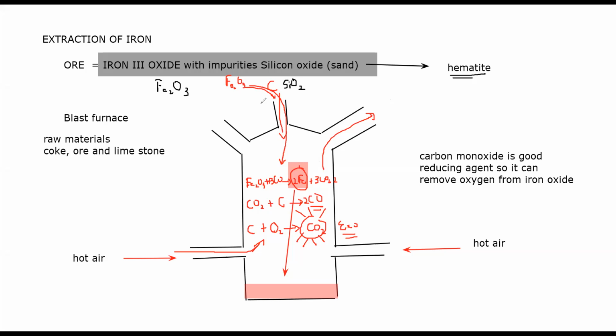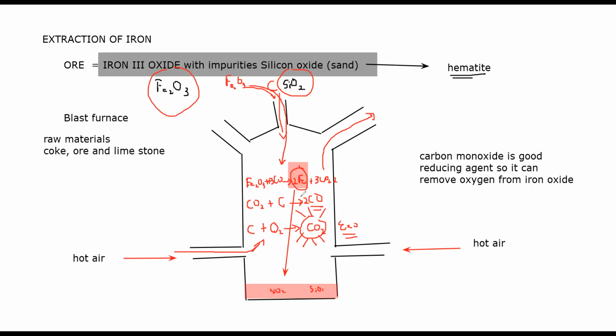Then what happened? I told you that iron oxide, the hematite ore, also contains impurities, sand. So there is also some sand present here. Sand, which is silicon oxide. So this iron is not a pure iron. So when the ore reacts with carbon monoxide, it forms iron metal and carbon dioxide.